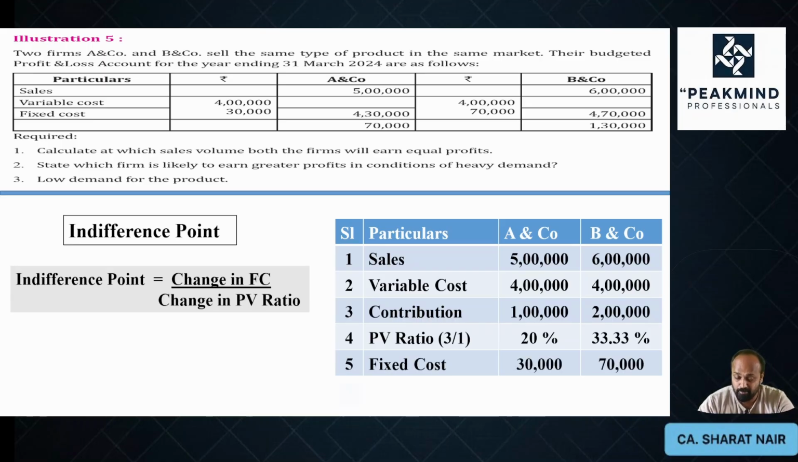Can I find out the breaking point for my interest sake? Yes, I can find out. That is fixed cost divided by PV ratio. It will be how much? 1,50,000 for A and company and 2,10,000 for B and company.